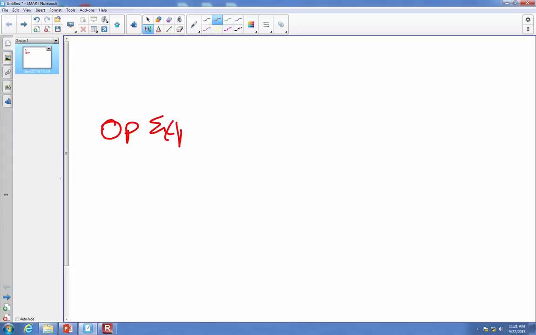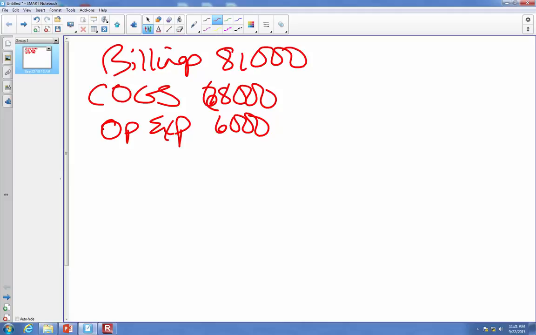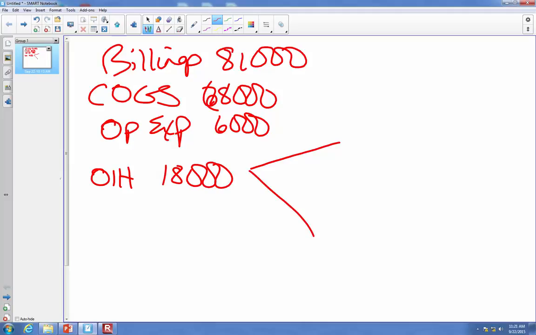Her operating expenses are 6. How much was COGS? 78? 68. 68. And that was 81. 74.7. Okay, so then her office and home is 8,000. And it's comprised of 18,000.